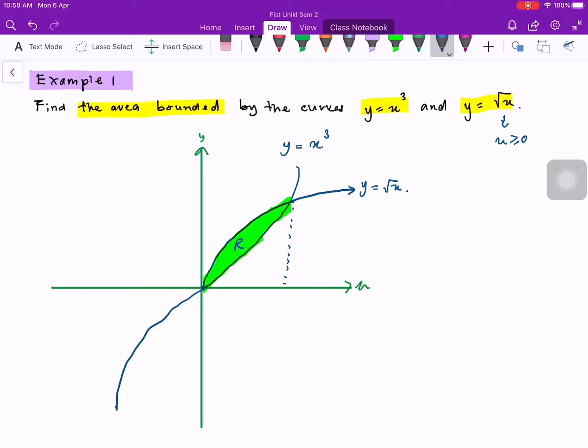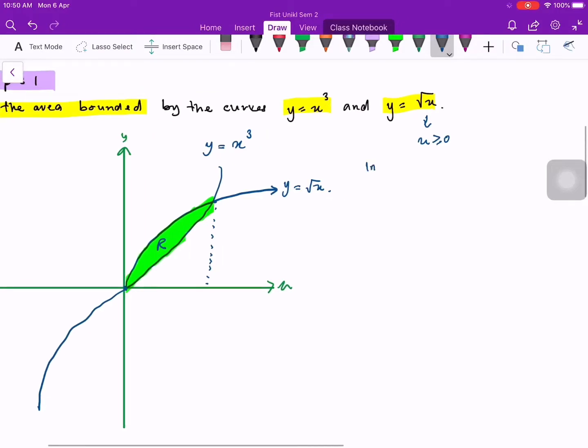We start with the intersection point. For the intersection point, we're going to do simultaneous equations since they are sharing the same point here, for y equals to x cubed and y equals to root x. Then I'm going to say that x cubed is equal to root x. Then squaring both sides in order to remove the root, then saya akan dapat x to the power of 6 equals to x.